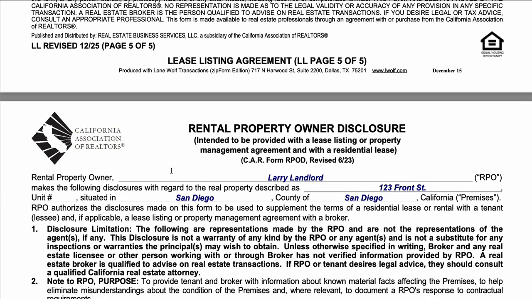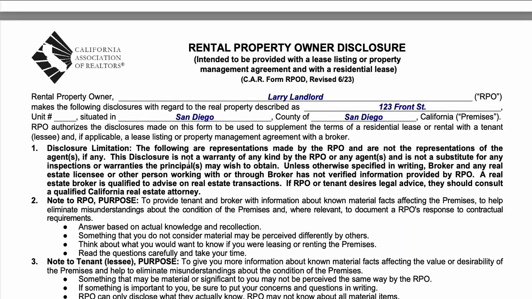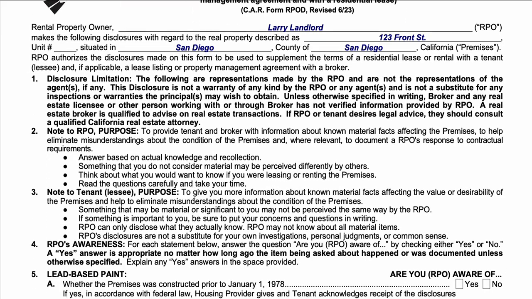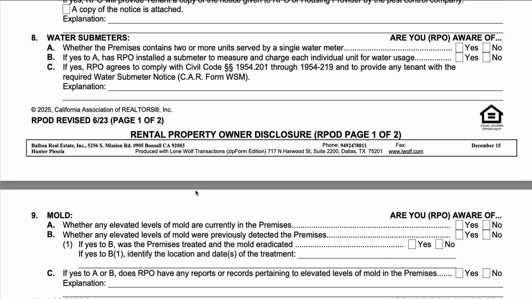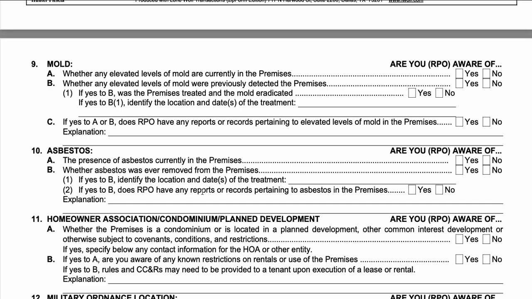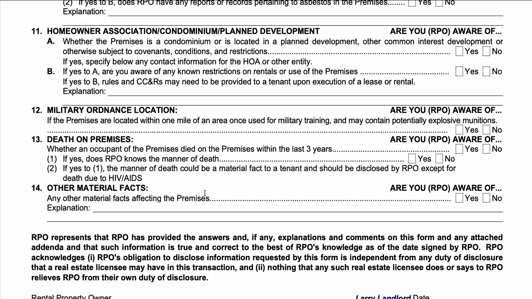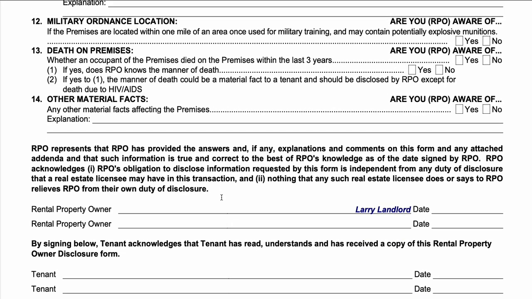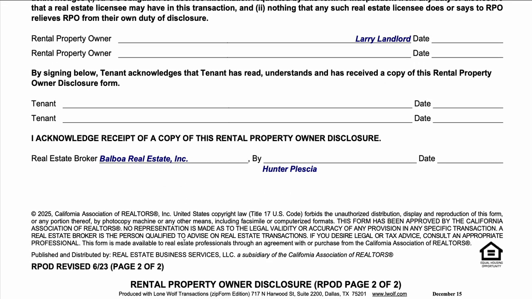Here is the booby trap I told you about. Rental property owner disclosure. This is like a TDS form for leases where the property owner discloses what they know about the property, which is fine because the more you disclose, the less likely you're going to get blamed for withholding, concealing, or misrepresenting material facts. So it's good to disclose. Here's a problem though. This is on the lease listing agreement. And guess what? The tenant needs to sign this. And it's all attached and bundled together.